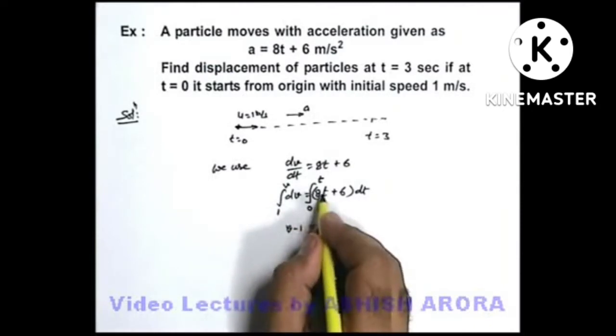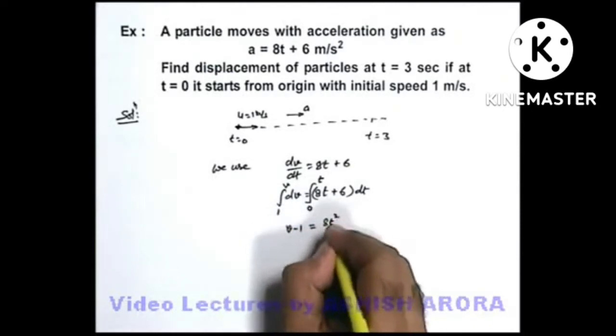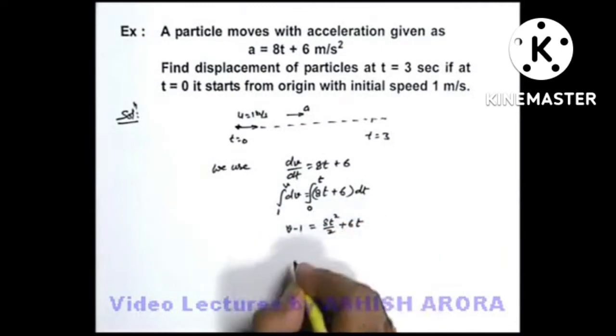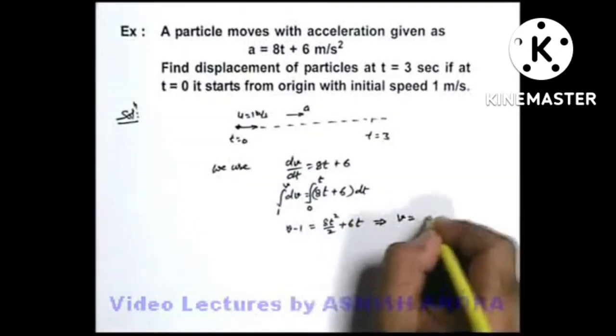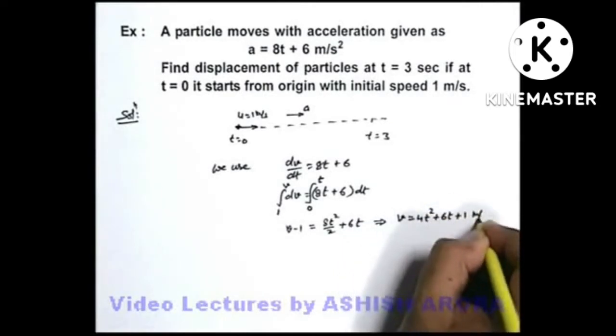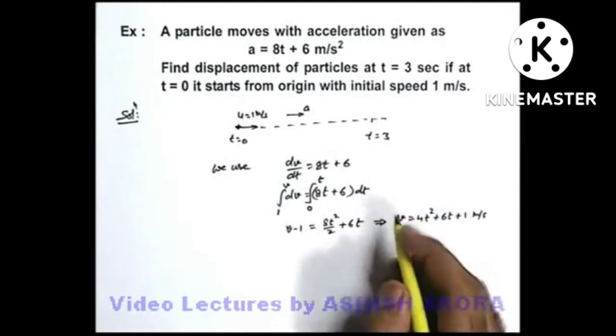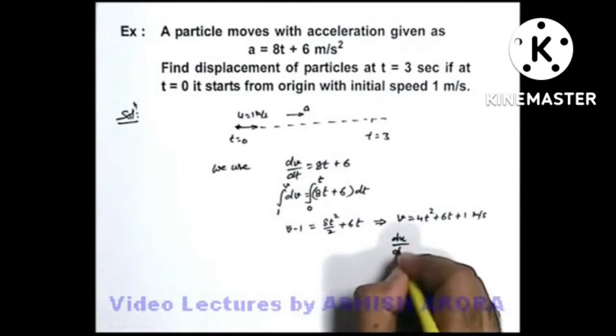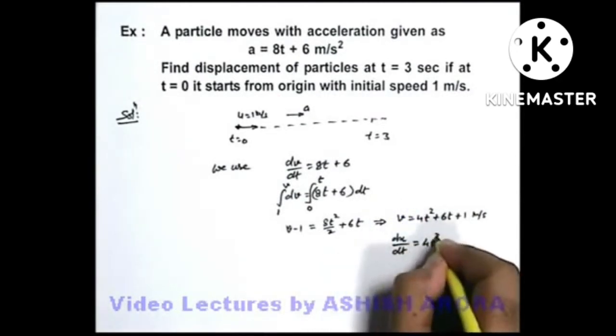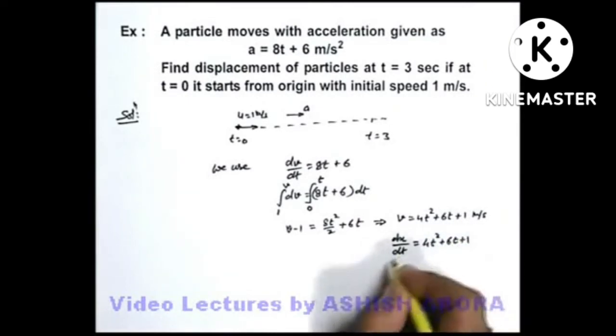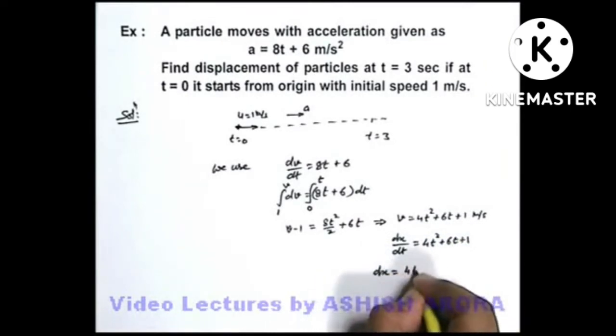That will be equal to, when you integrate this, 8t square by 2 plus 6t. So this gives us the velocity as 4t square plus 6t plus 1 meters per second. This is the velocity as a function of time. Now we are required to find displacement, so we further write dx upon dt. This dx by dt can be written as 4t square plus 6t plus 1, and we can write dx is equal to (4t square plus 6t plus 1) into dt.